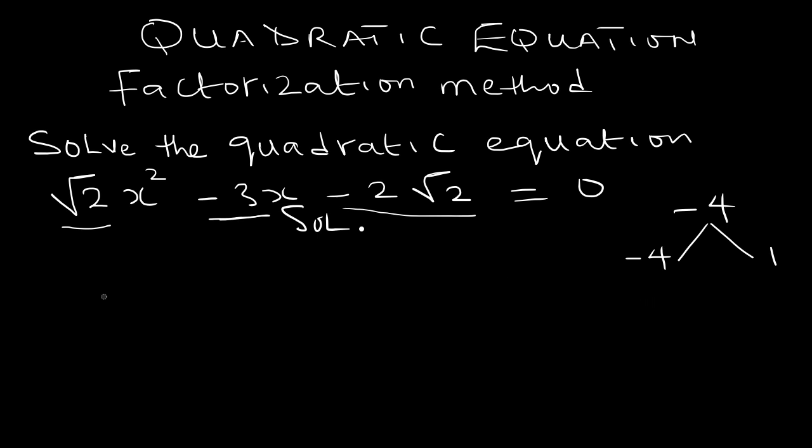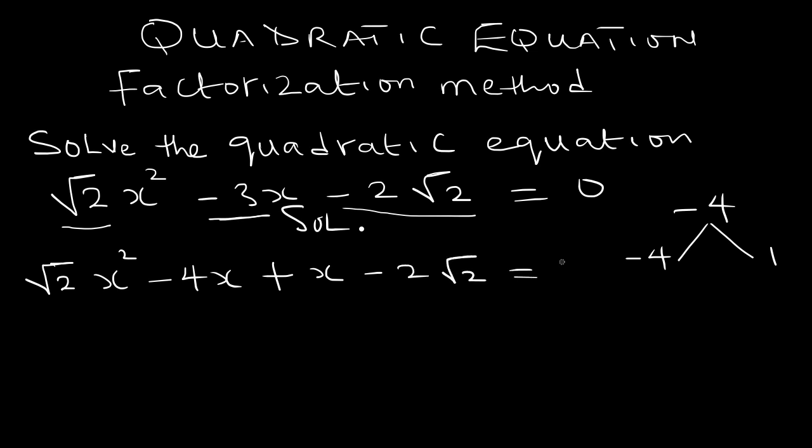So now we'll use these two values to replace minus 3x. Here we have root 2 x squared minus 4x plus x minus 2 root 2 is equal to 0. Alright, so we factorize by grouping.